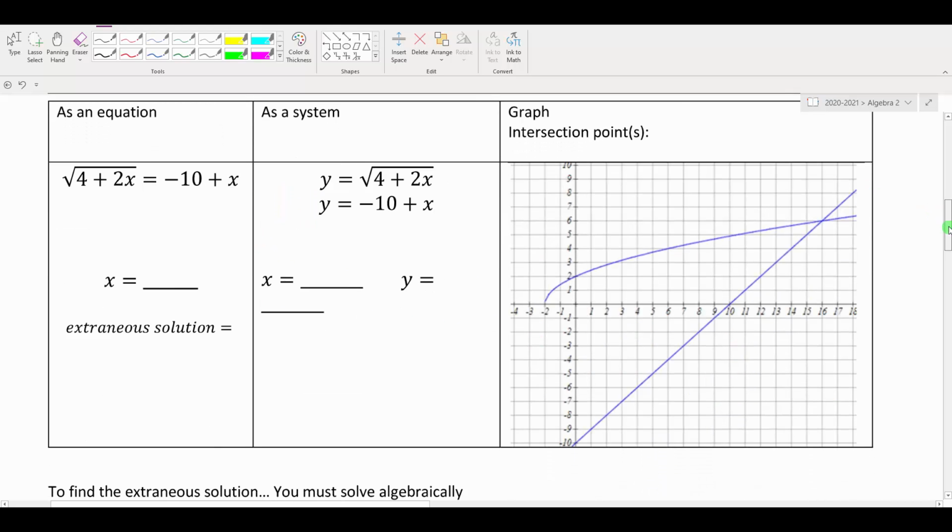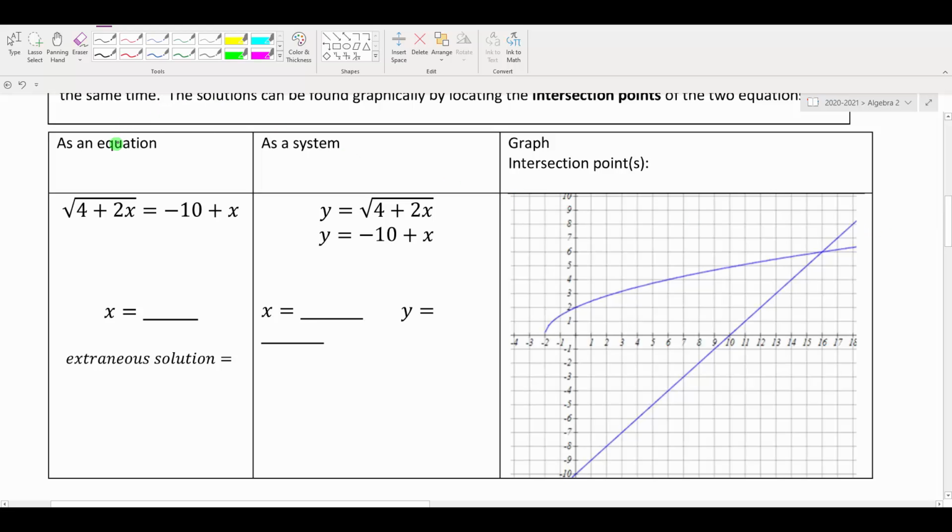Let's take a look at an example of that, pointing out the differences here. We see a problem presented to us as an equation. In an equation, we're only going to see one variable. We only see x, and it's presented as something equal to something else. We have this square root function set equal to this linear function, and we only see one variable. So this is an equation.